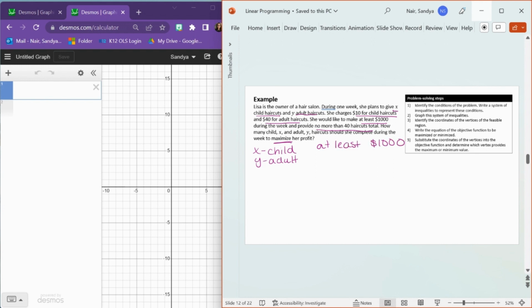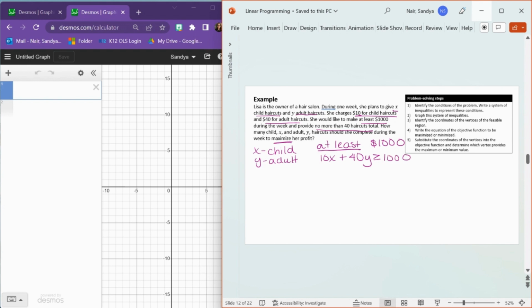Okay, so the amount of money she makes from a child haircut, well, let's see what that is. She gets $10 for a child haircut. So the total money she makes from X haircuts would be 10X. Okay, plus how much money she makes from adult haircuts. Well, she gets $40 for adult haircuts, and then she provides Y adult haircuts. So that's going to be the total amount of money she makes. Well, she wants that value to be at least, which remember is greater than or equal to, $1,000. Okay, so we have our first inequality.